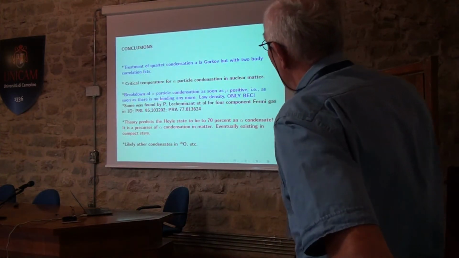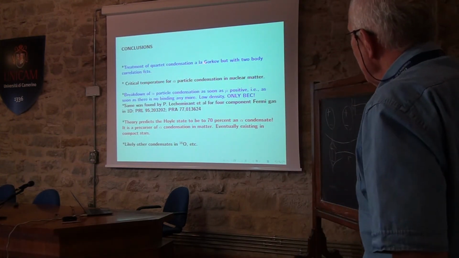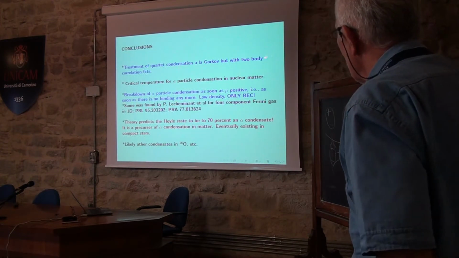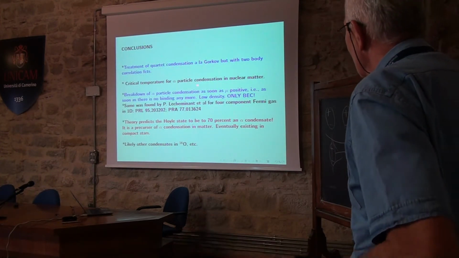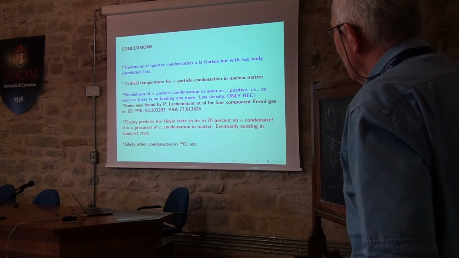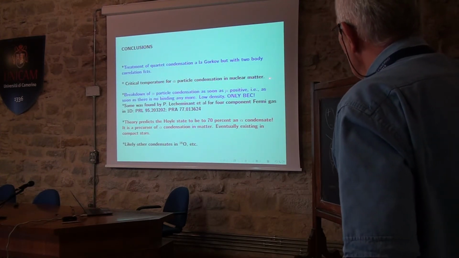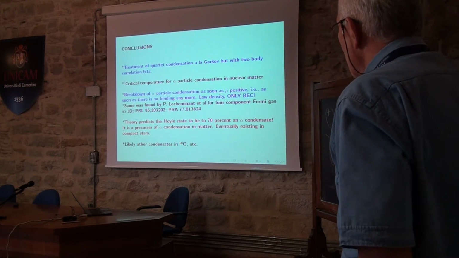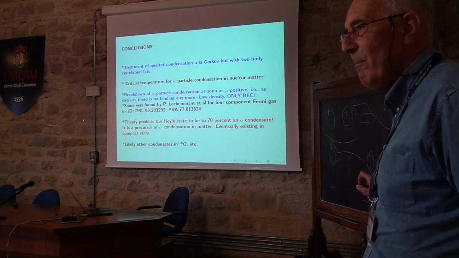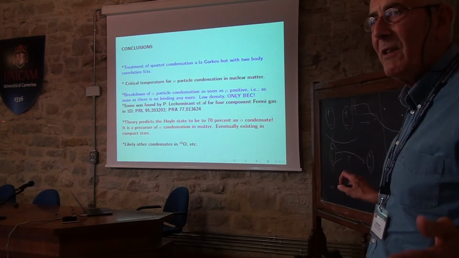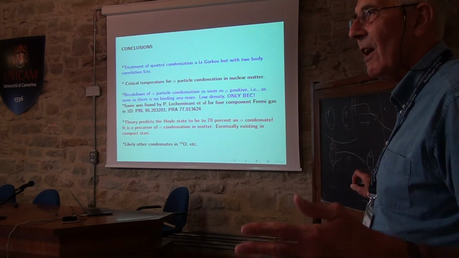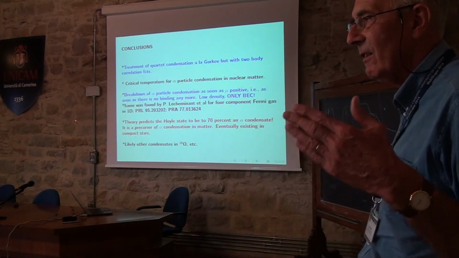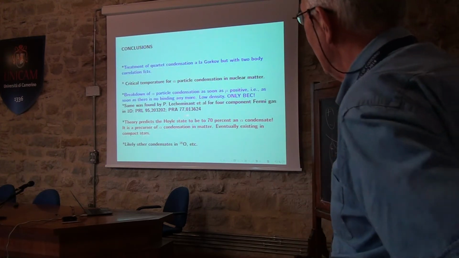The treatment of quartet condensation, we treated a la Gorkov. Actually, I made a mistake here. It should be 4-body correlation functions, which of course are difficult. We calculated the critical temperature for alpha particle condensation in nuclear matter. The most important point is that the alpha particle condensation only exists in the BEC limit. There's no BCS phase for quartet condensation or any higher clusters. The pairing is an absolute exceptional case.